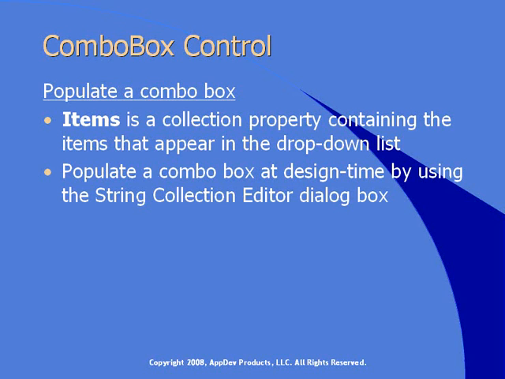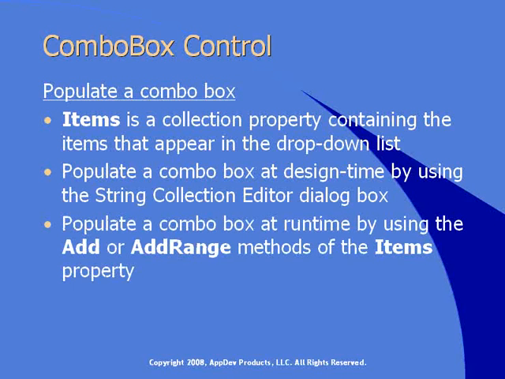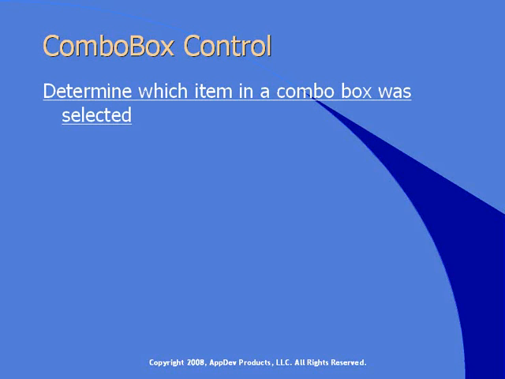So you'll click an ellipsis associated with the items property, and then in that dialog box you'll enter, one at a time, the items that you want to appear in the combo box. You can also populate the combo box at runtime by using either the add or the add range methods of the items property. You'll use add to add one item at a time to a combo box, or you can use add range to add more than one item at a time. Well, that's how you get the items into the combo box.